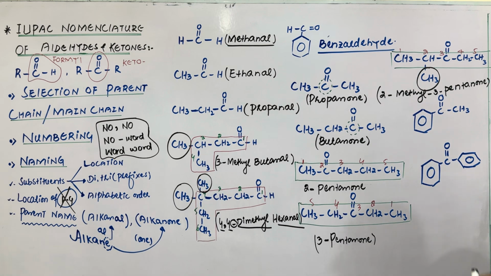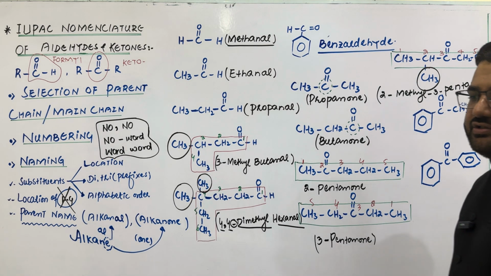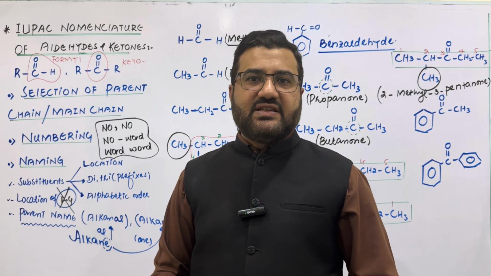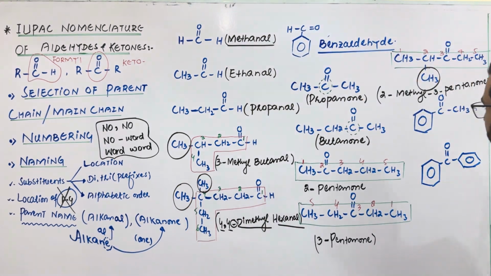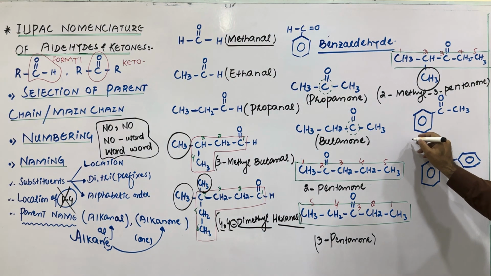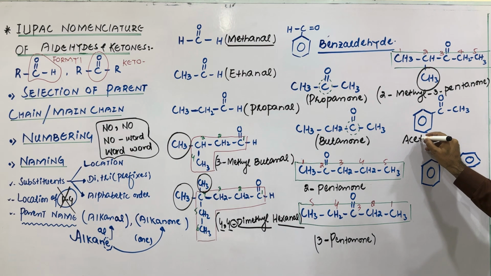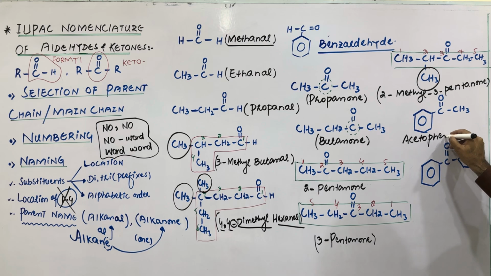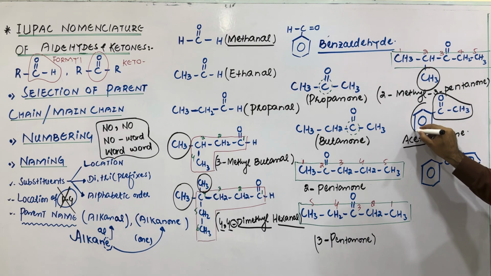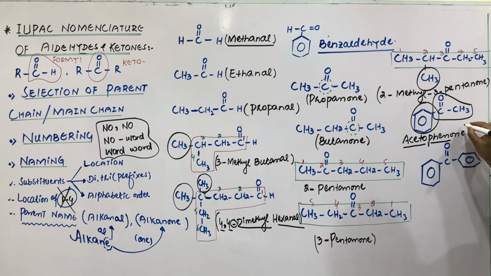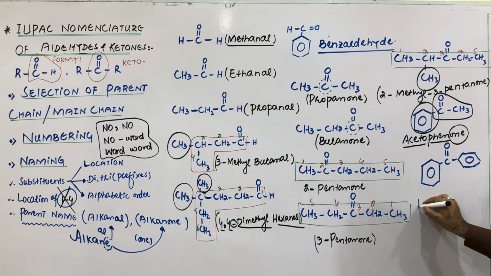Now these are two aromatic ketones, and aromatic ketones do not have IUPAC names, just like the aldehydes. Aromatic aldehydes and aromatic ketones are not given IUPAC names. It will be acetophenone. This one is part of the acetone, so it is aceto. This one is a phenyl group, so it is phen, and the suffix for the ketones is ONE, so it will be acetophenone.